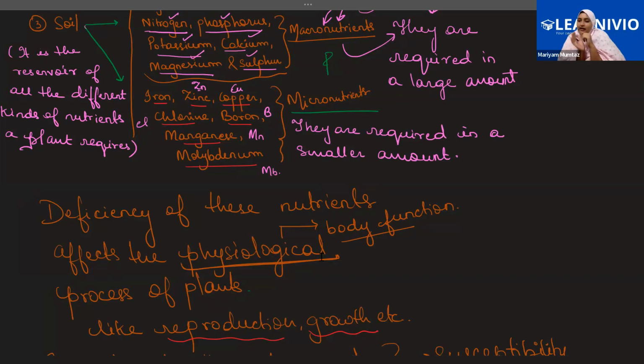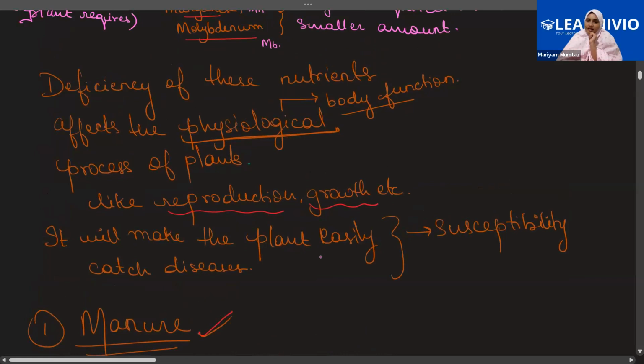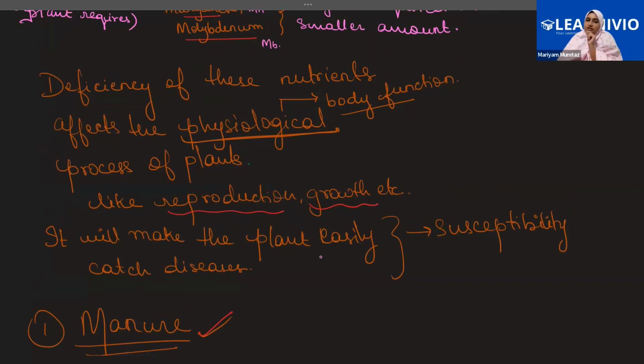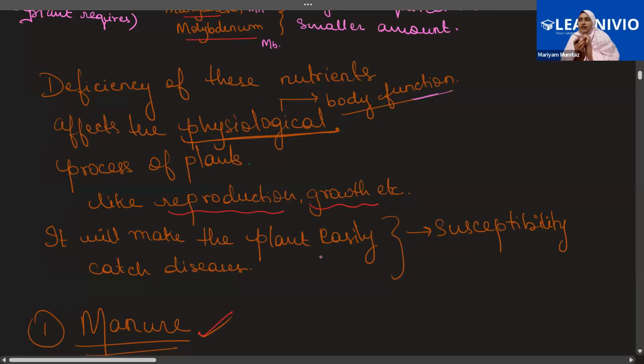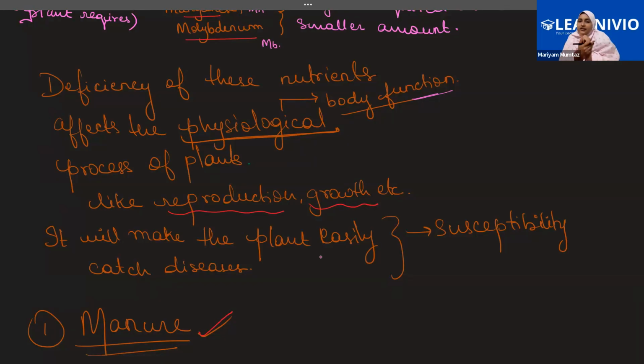Now see, moving forward, like I told you, these are macro and micronutrients, right? Meaning one way or the other, the plant requires them. It doesn't matter whether it is the higher amount that they require or the smaller amount. But if the plant does not get enough of these minerals or nutrients, then obviously the plant is going to face a lot of issues. If the deficiency of these nutrients takes place, it affects the physiological processes of the plants. Physiological means all the bodily functions of the plant, meaning the plant will not be able to do normal photosynthesis, it will not be able to respire, and it will also not be able to make gametes.